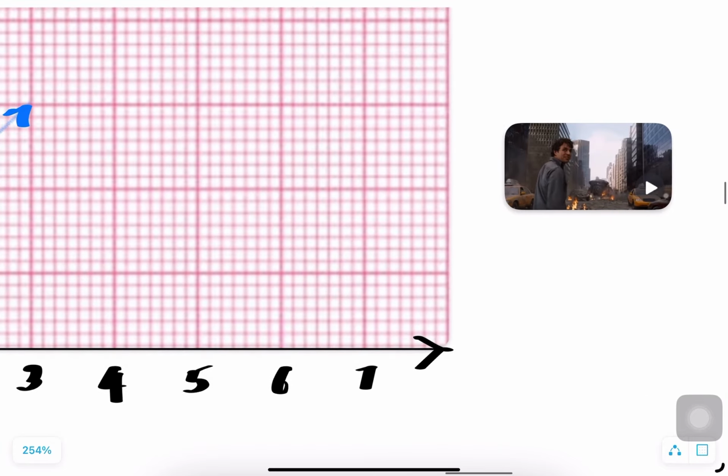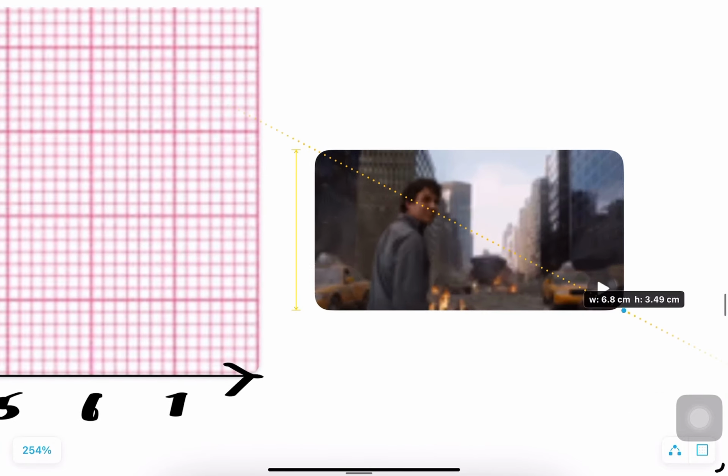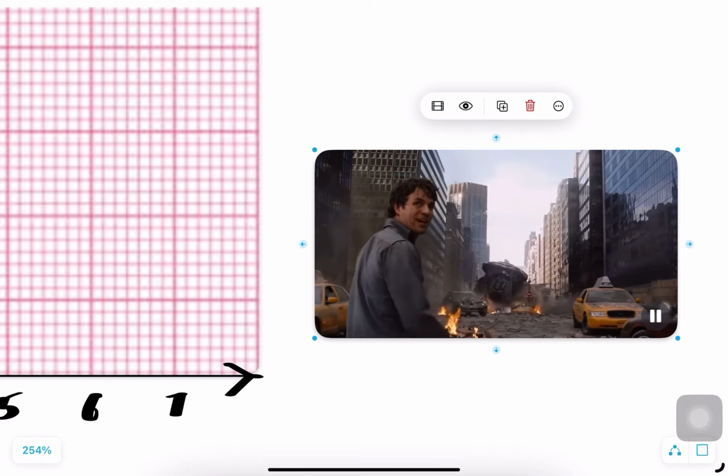Okay, again, just to make sure that we remember this concept, here we go.